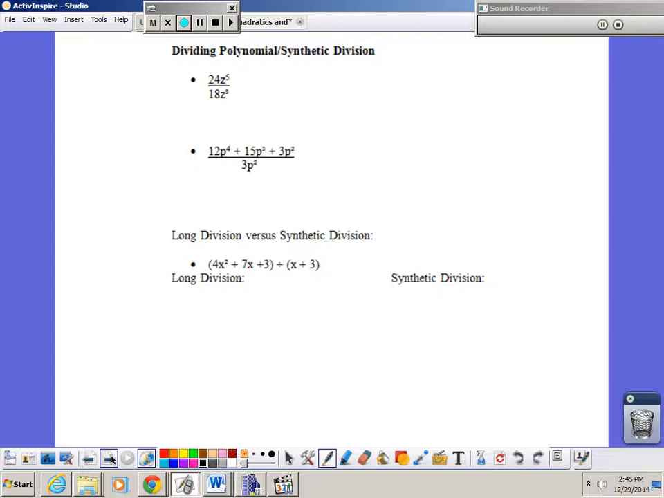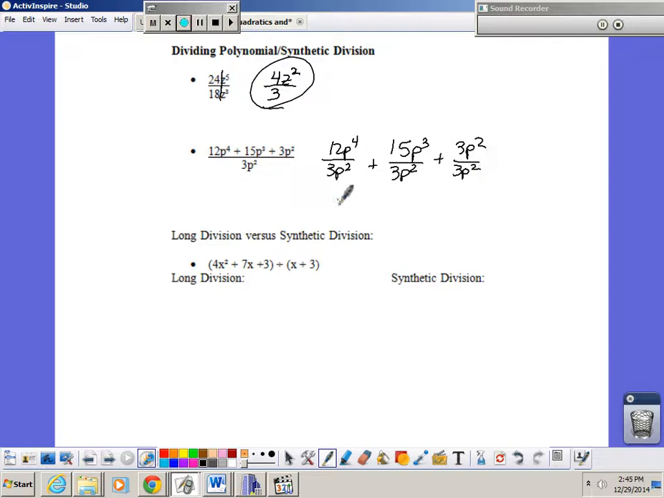Okay, so if I have a monomial divided by a monomial, one term by one term, I do it just like a fraction. 24 and 18 both have 6 in it, so it's 4 over 3. And I have 5 z's on the top and 3 z's on the bottom, so I have 2 z's on the top. Okay, that's how I divide monomials. If I have anything over a monomial, what I do is I split it up into separate terms, just in case I get fractions somewhere along the line. So I get 4p squared plus 5p plus 1.